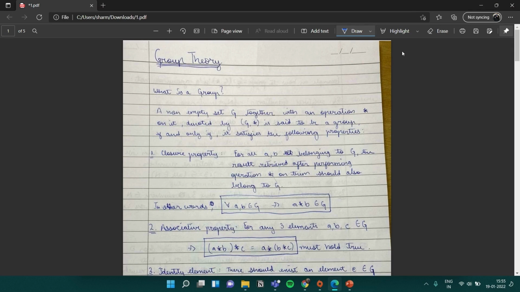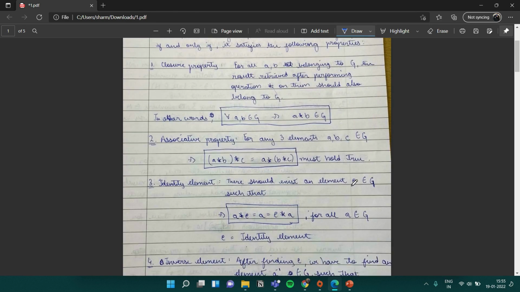Our first topic is: what is a group? A non-empty set G together with an operation star on it is said to be a group if it satisfies the following four properties. The first property is the closure property. For any a, b belonging to G, if we perform the star operation on them, the result must also belong to the group G.